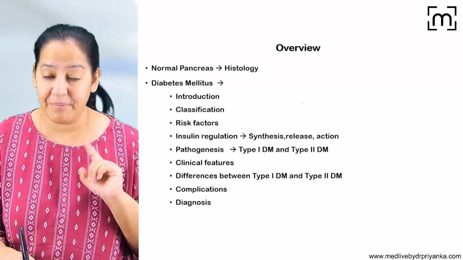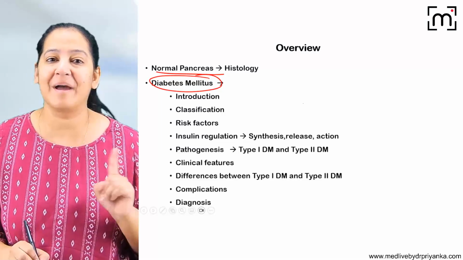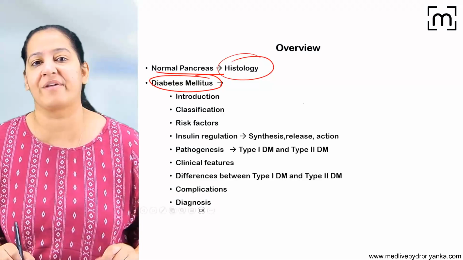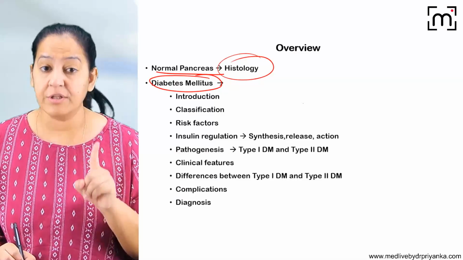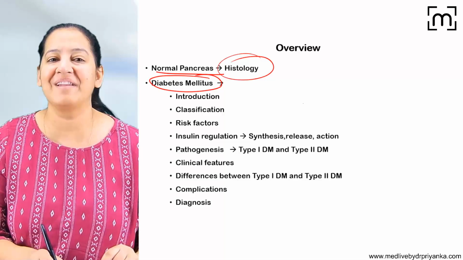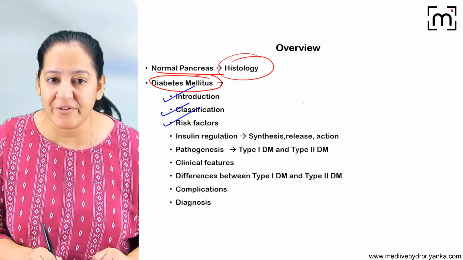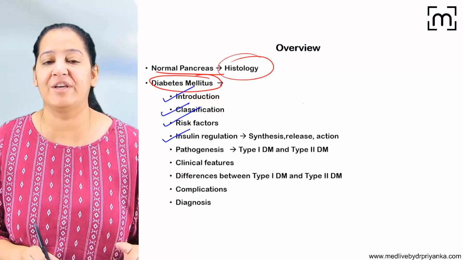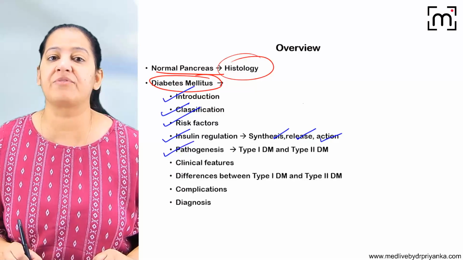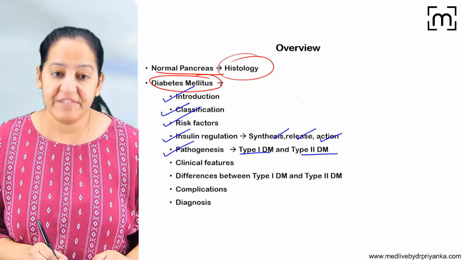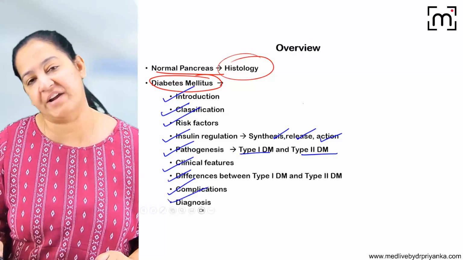In diabetes mellitus, before understanding the topic, you must understand the pancreas. You can't understand diabetes if you don't understand the anatomy and histology of the pancreas. So first we will discuss the normal histology of the pancreas, then we will start the topic diabetes. I will describe diabetes under the following headings. First, the introduction: what is diabetes? Then the classification of diabetes, then the risk factors, and then insulin regulation: its synthesis, its release, and its action. Then we will come to the pathogenesis of type 1 as well as type 2 diabetes. Then clinical features, the differences between type 1 and type 2, complications, and finally the diagnosis of diabetes.